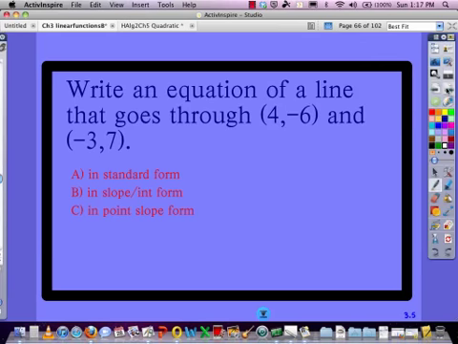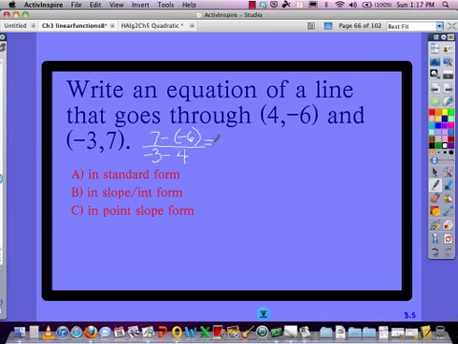Write an equation of a line that goes through the point 4, negative 6 and negative 3, 7. And then I have the 3 different main forms that we've used in the past. So taking them one at a time, there's something we need to do for all of them, and that is we don't have slope on this one. So I'm going to do 7 minus a negative 6, y minus y, over x minus x.